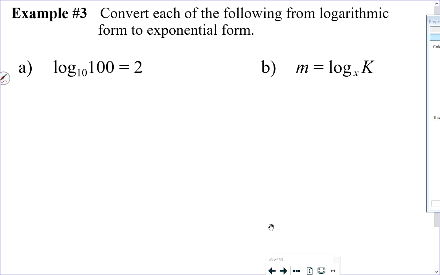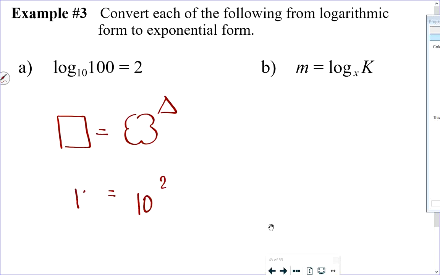Log base 10 of 100 equals 2. Well, it's going to go from a logarithmic to an exponential. So we are going to have a base, an exponent, and some other thing. Well, this logarithm is equal to 2, so the exponent is 2. It's a base 10. The other thing is 100.